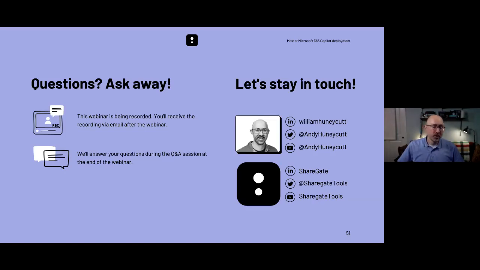So the first thing I want to point out is that Copilot only has access to what you as an individual user has access to. Now, it might show you a document that you didn't know that you had access to, but it only gives you access to the information that you have access to. So it's not going to magically open up a whole bunch of content to you as a user.